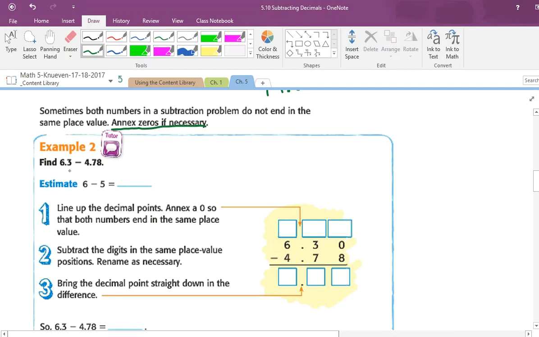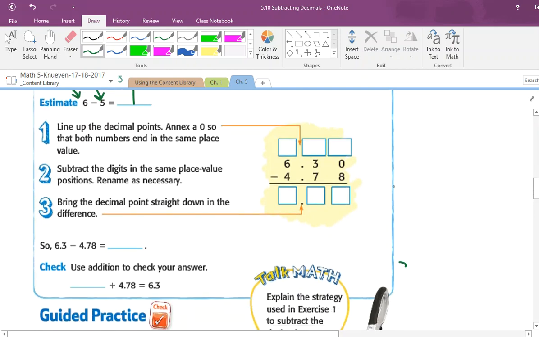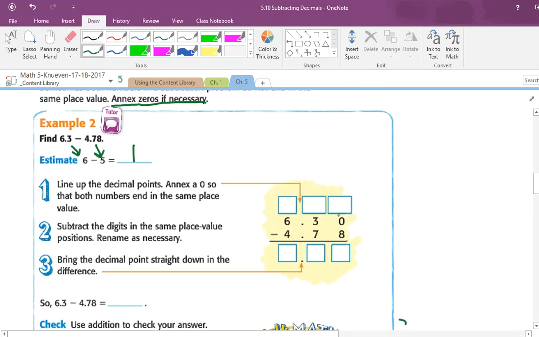So again, I'm going to round off to see what our answer should be about. So 6.3 rounds off to 6. 4.78 changes to 5, and I'm going to subtract 5 from 6, and I get 1. So we should get an answer of about 1. So again, we line up our decimal points. And then we annexed this 0 for 6.3. This 0 is annexed because I didn't have it within our initial problem. But I have to have a number in my 100th place.